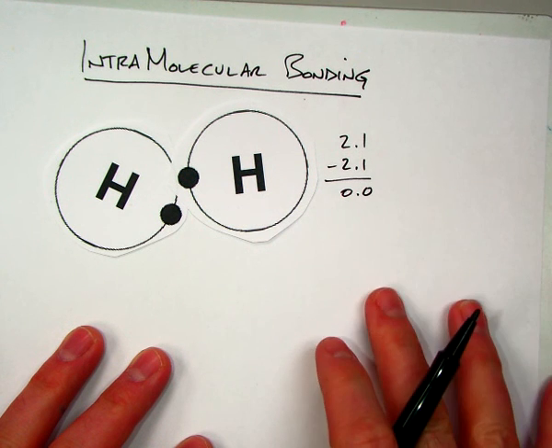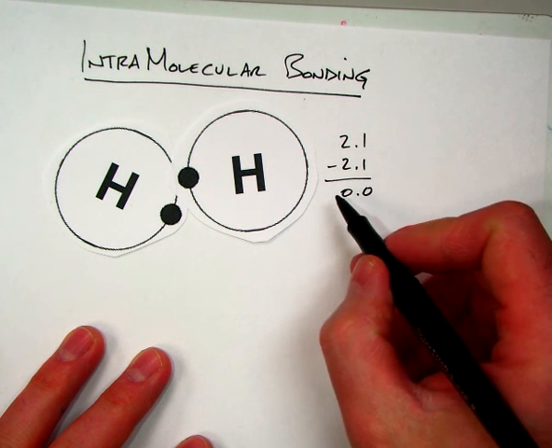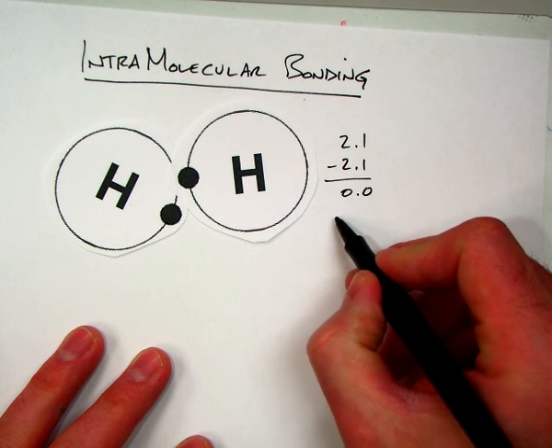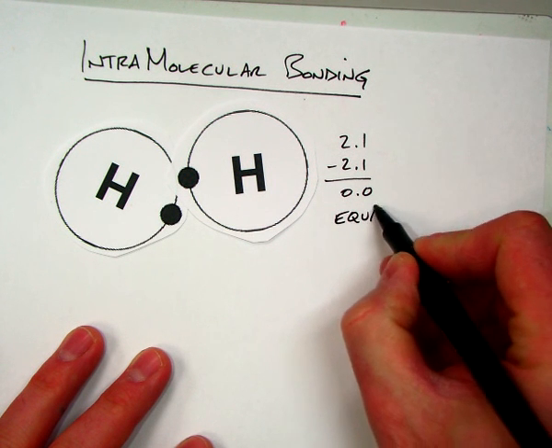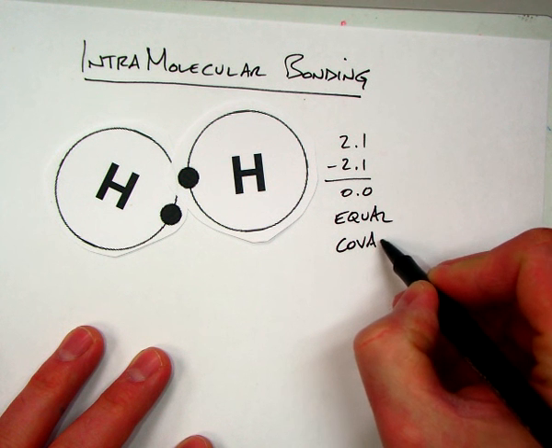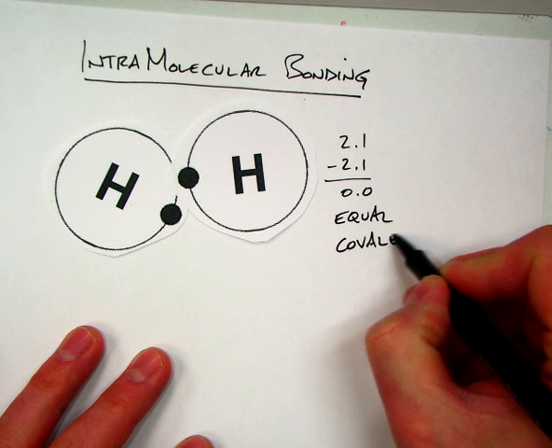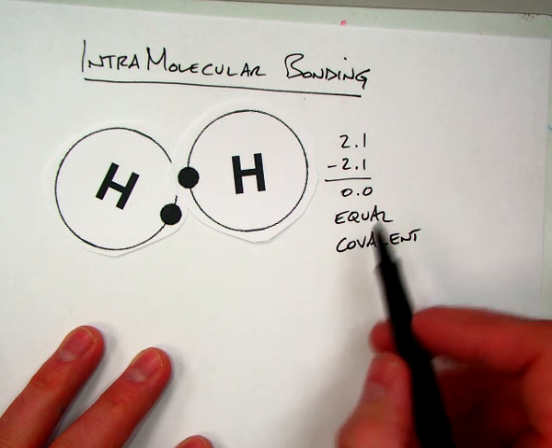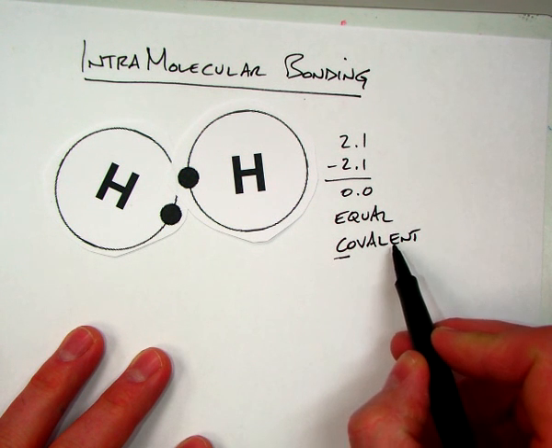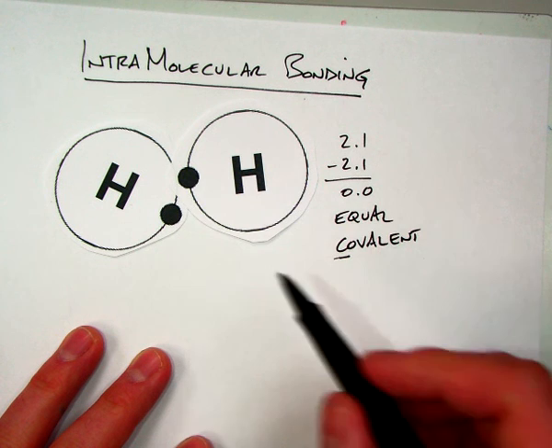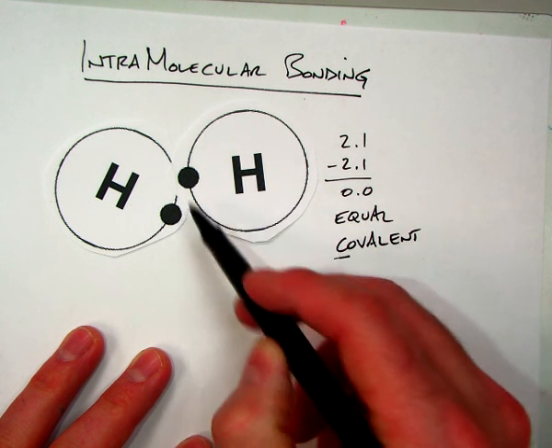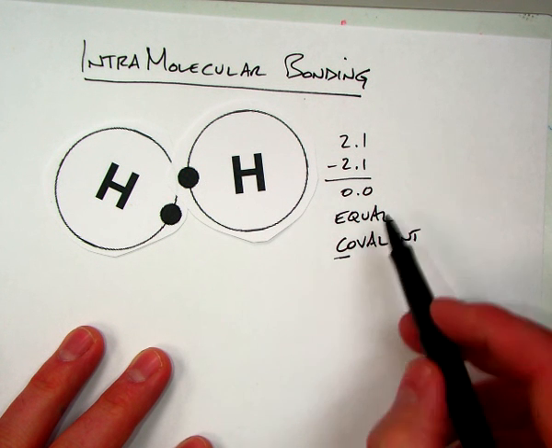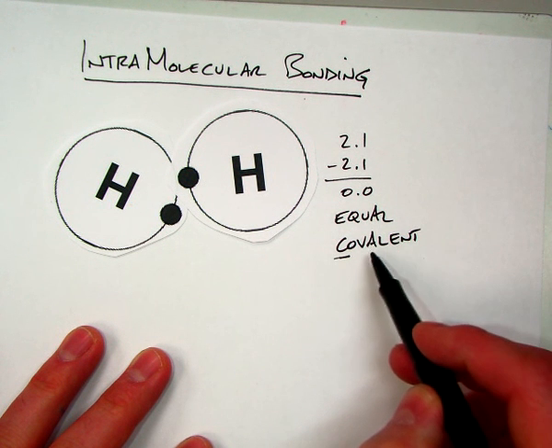Now what 0 means is that these electrons are going to be shared equally between them, and we call that an equal covalent bond. Equal means they're being equally shared. Co means with, and the valent has to do with what we call these electrons. The outermost electrons in an electron orbital are called the valence electrons. So that's kind of the derivation of this weird term, okay?